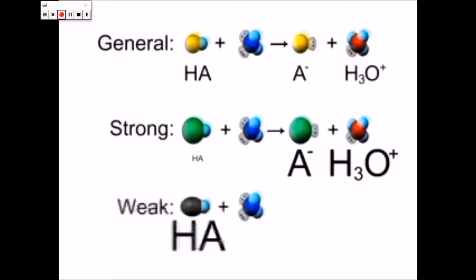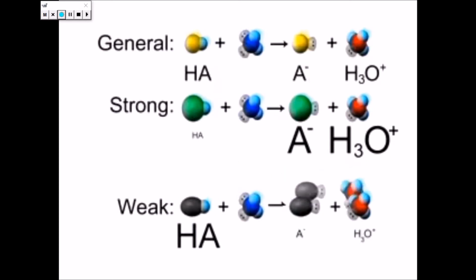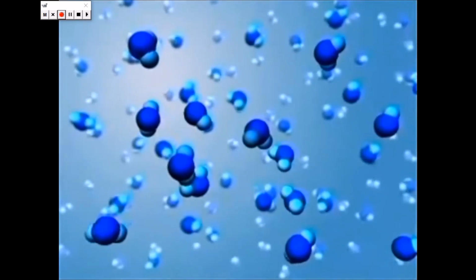And you see the concentration of HA is really small at that point. When it's a weak acid, it doesn't dissociate as much, so we see that it donates a little bit, but the equilibrium shifts back and forth, and we end up still with mostly HA in a weak acid solution. A- is small and H3O+ is small.